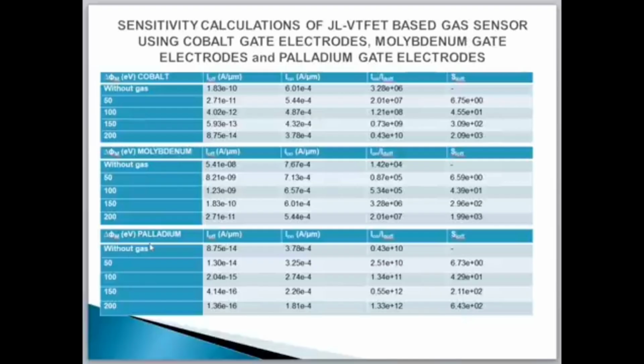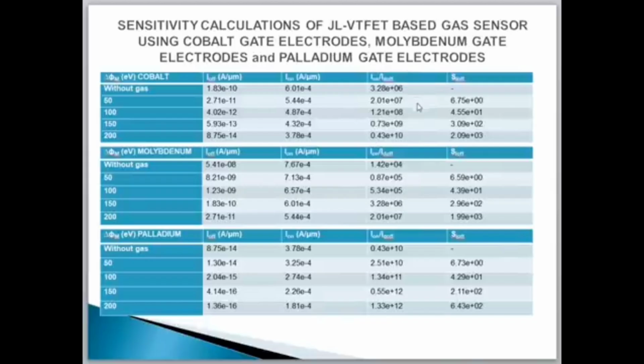But in the case of the palladium gate electrode, you get an off current around 10^-14 without gas molecule, which is very high. If you apply the gas molecule at the gate electrode, the off current reduces very fast, up to 10^-16 ampere per micrometer. You can note that there is approximately no change in the on current, either in the case of cobalt, molybdenum or palladium electrode. By reducing the off current, we are increasing the Ion/Ioff ratio.